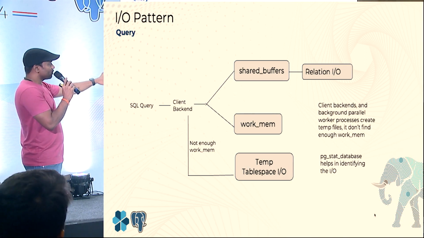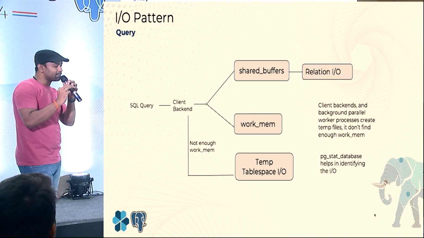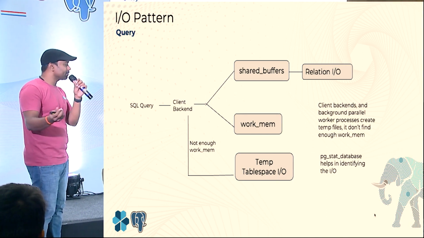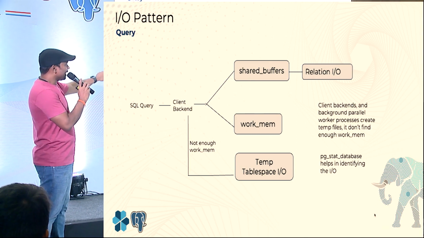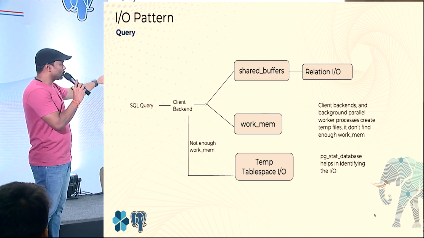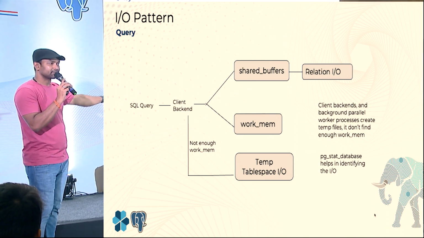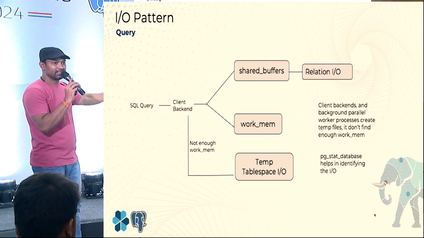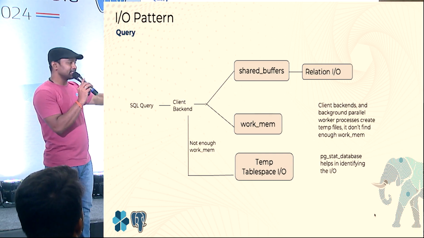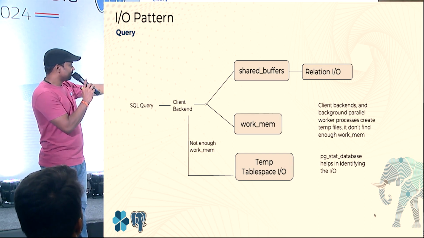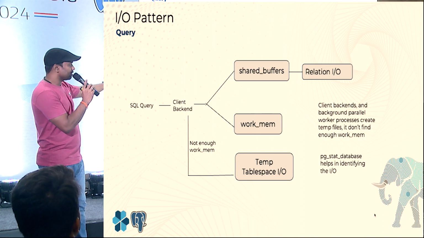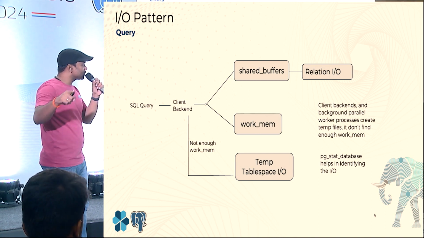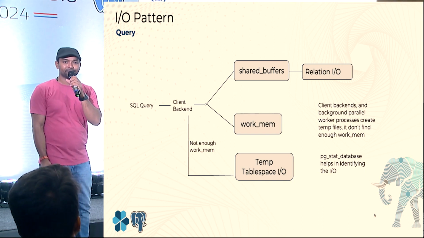And if you don't have sufficient work mem for the incoming query operations like joining or order by, then it is the client backend's responsibility to create all your temp files. The connection that was made to Postgres, right? That guy will create all the temp files. So in the case of less work mem, the client backend is responsible for creating the temporary files, which leads to most of the I/O.